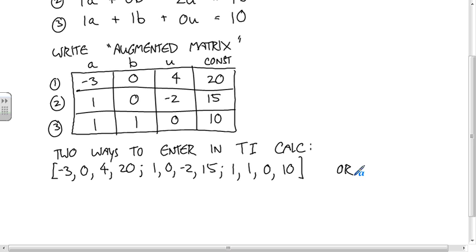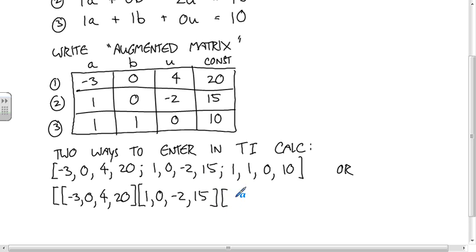And the other way to do it is, instead of semicolons denoting the ends of the rows, the rows are enclosed in square brackets of their own. So you can also do this as square bracket, and then square bracket to start the first row. So negative 3, 0, 4, 20, end first row, start second row, 1, 0, negative 2, 15, end second row, start third row, 1, 1, 0, 10, end third, end matrix.